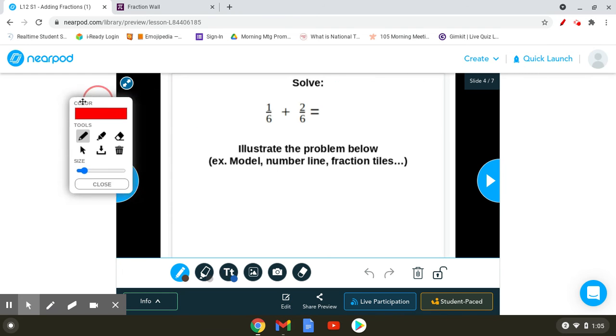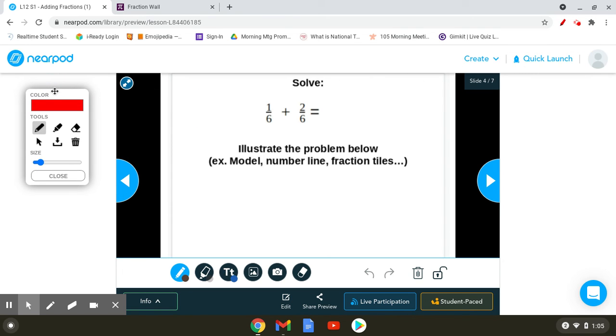All right, welcome back. So there's a couple different ways that you can model this problem. I have 1/6 piece plus 2/6 pieces, and we need to figure out what is the sum. So maybe you chose to draw a model. My denominator is 6, so we're going to start with 6. I'm going to draw my whole, and break it up into 6.